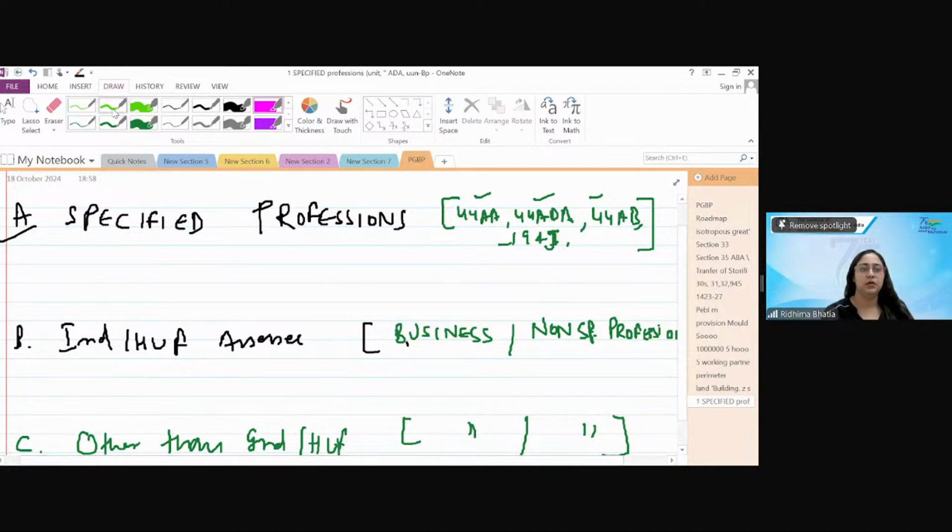Okay, so this is clear. In this case, you have to see the notified professions list and 6F's applicability. Okay? What about individual HFSSC and other than individual HFSSC? See, for individual HFSSC, obviously the limit is given high so that maintenance of books of accounts applies only when the limit is a little high, and for others a lower limit is given.